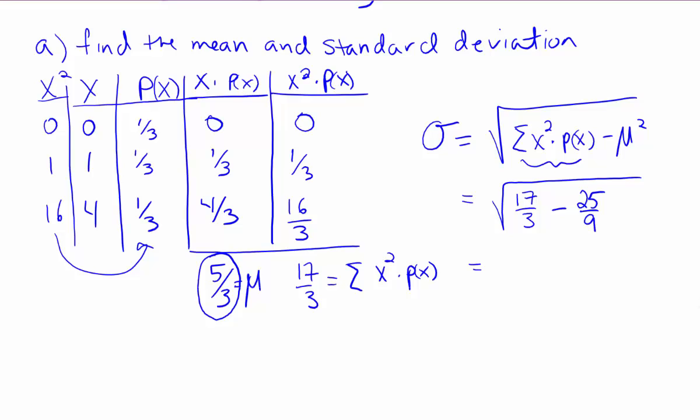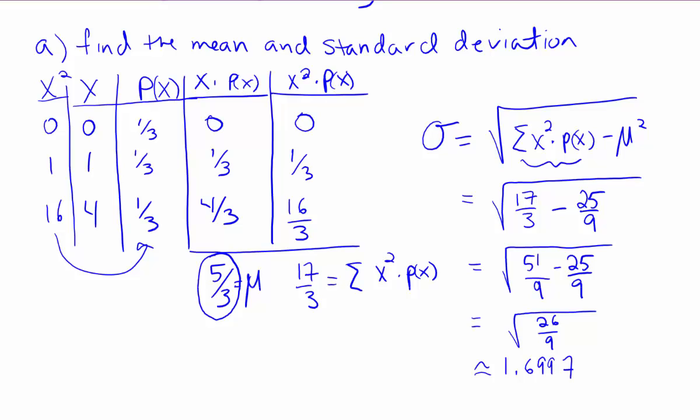Okay, so then it's just a matter of combining these two fractions and then taking the square root. So if I rewrite 17/3 so that it has a 9 in the denominator, that will be multiplying the bottom by 3 to give me 9, and the top by 3 to give me 51. So 51/9 minus 25/9 is the arithmetic there, and 25 taken away from 51 will give you 26, and it'll be 26/9. And then from there you simply take the square root, and that will give you approximately 1.6997. Okay, so that's your standard deviation, you have your mean, and that's the answer for part A.